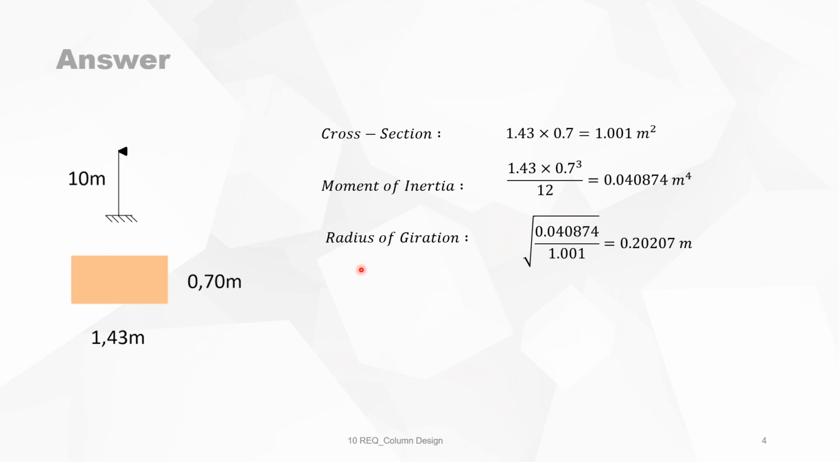The radius of gyration is, of course, the square root of the moment of inertia divided by the cross section, and gives you 0.20 meter. The effective length for a configuration like that is 0.7 times the span, so it's 7 meters. And the slenderness is the effective length divided by the radius of gyration, and we get 34 or 35 as slenderness.